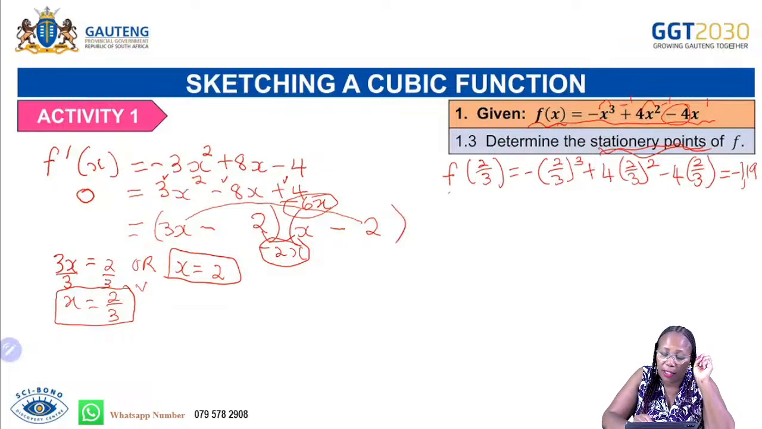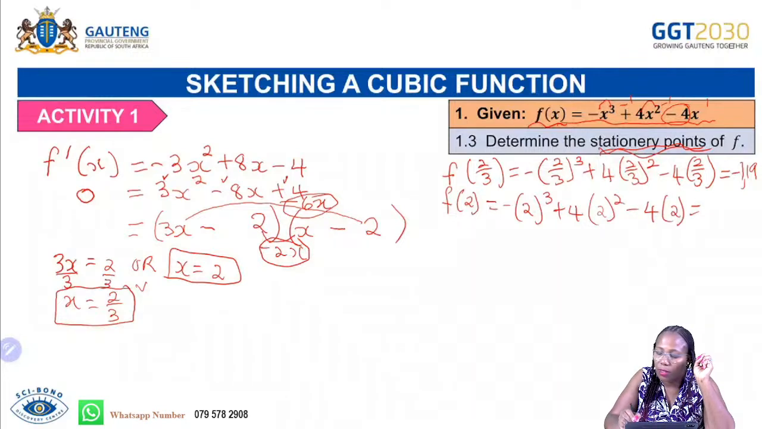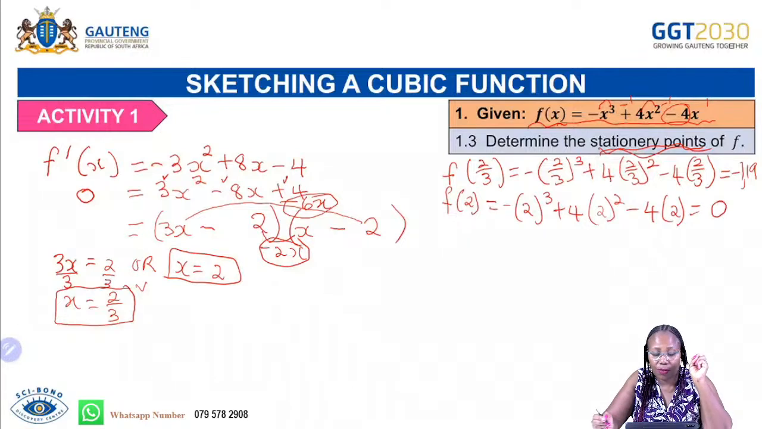Okay. And then we also look at the second one, f at 2. And then this will be minus 2 cubed plus 4. We are now substituting x with the 2, minus 4 into 2, into your calculator to get the answer. This is giving us a 0.